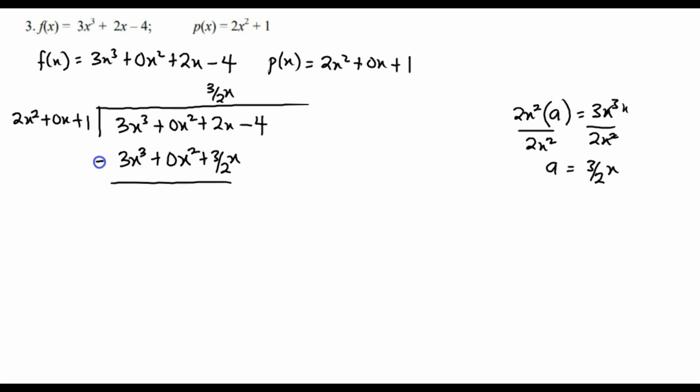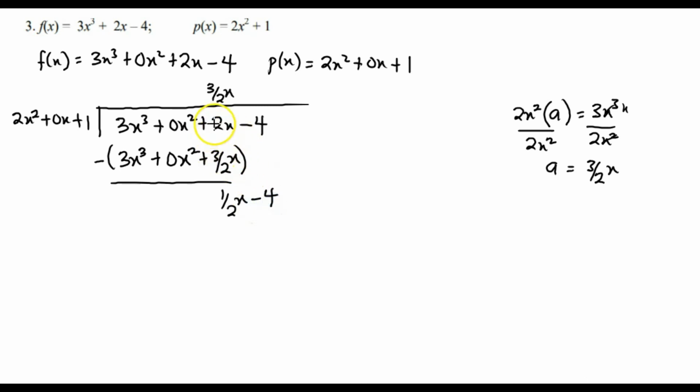At this moment, we subtract, and when we do subtract, 3x cubed minus 3x cubed will give us 0. 0x squared minus 0x squared will also give us 0. And then now, someone may ask, when 2x subtracts 3 over 2x, what exactly are you obtaining? When you work it out, you are going to obtain half x. Then we push down the minus 4.